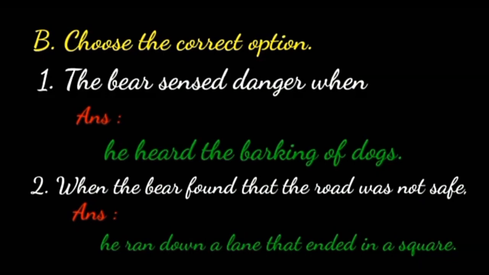Second one, when the bear found that the road was not safe. I repeat the question. When the bear found that the road was not safe because he ran down a lane that ended in a square. The answer is he ran down a lane that ended in a square.